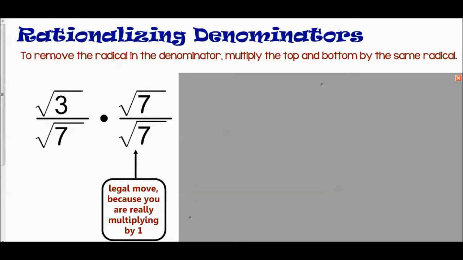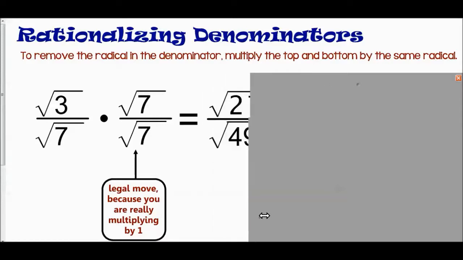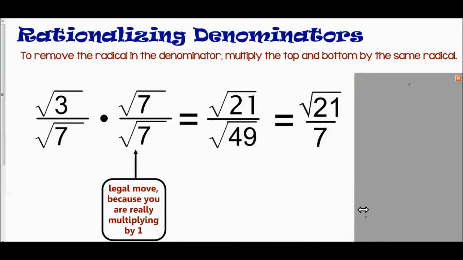So this is very similar to when you would rename fractions and adding and subtracting fractions. So when you multiply across, you're going to get square root of 3 times square root of 7, which is square root of 21. That cannot be simplified, over square root of 7 times square root of 7, which is square root of 49, which then would simplify to square root of 21 over 7. So when you rationalize that denominator, what's happening is it allows you to get rid of that radical symbol.